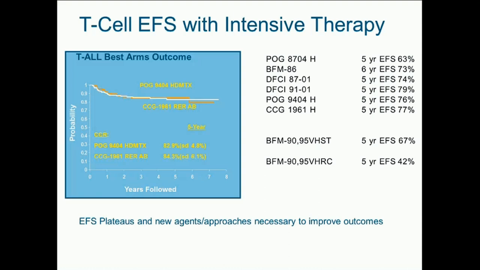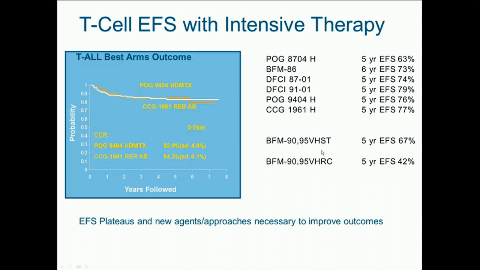And if we look across all of the trials during this period of time that try to increase intensive therapy for T-cell, their 5- and 6-year EFSs, or event-free survivals, all were in the 60 to 70%. It was not very good.